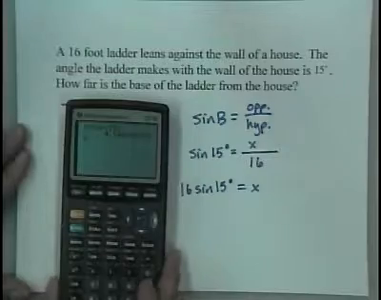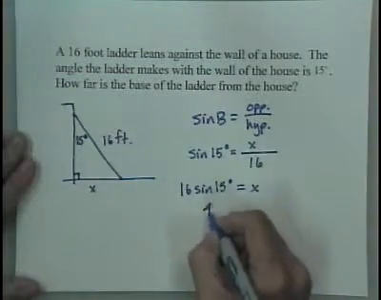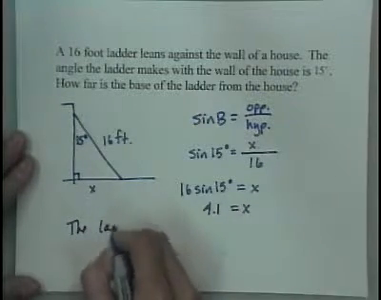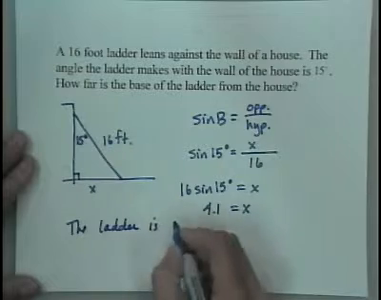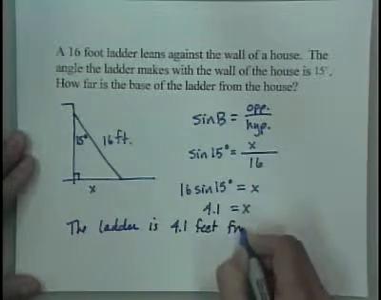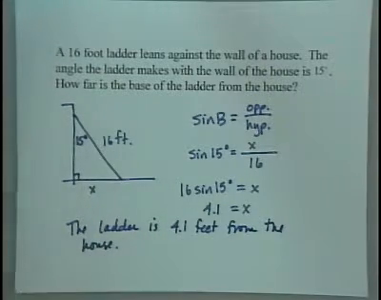Let's round to one decimal place and say that the ladder is about 4.1 feet from the house. Let's try another.